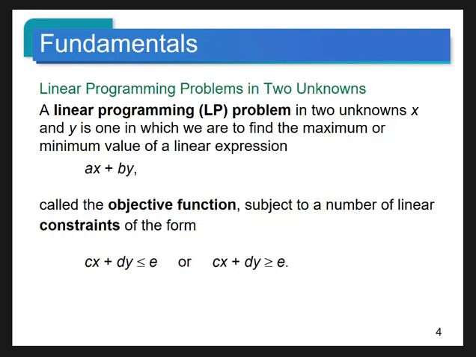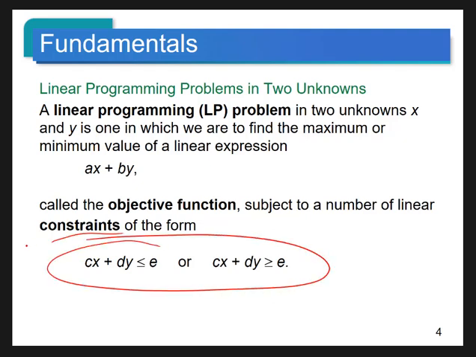We have an objective function which defines what it is we're trying to optimize, whether we're trying to find the maximum value or the minimum value. And then we have constraints, which basically restrict our possible values of the variables in that objective function.